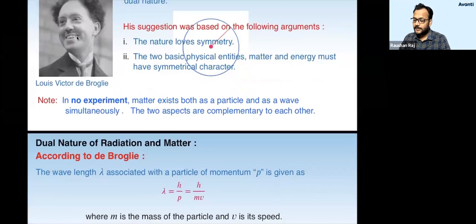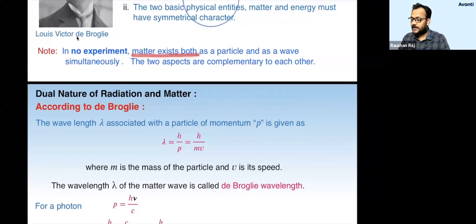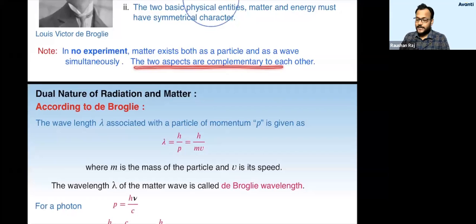All right. In no experiment does matter exist both as particle and as a wave simultaneously, ठीक है? The two aspects are actually complementary to each other. It is not like this कि matter exists both as particle and as wave simultaneously. It's not like that. If wave theory is not able to explain something, then the particle theory will actually help. So if you combine both the natures, you can explain all the properties, all the phenomena, all the processes that are occurring in real life. Okay? So these two aspects are actually complementary to each other.